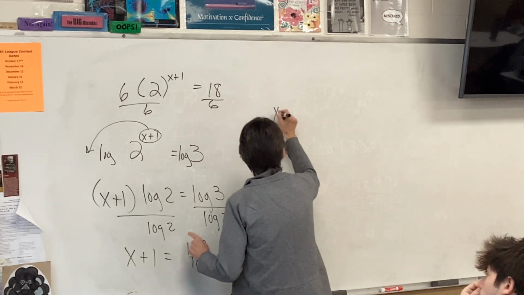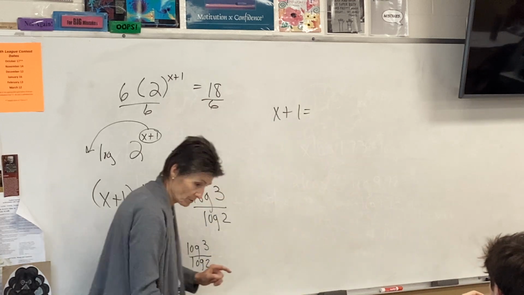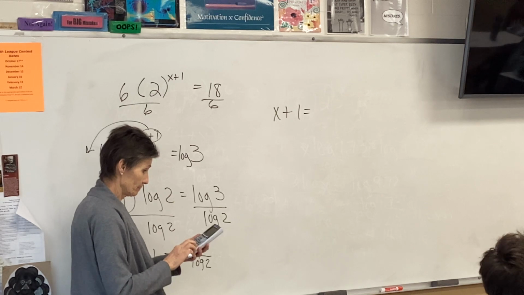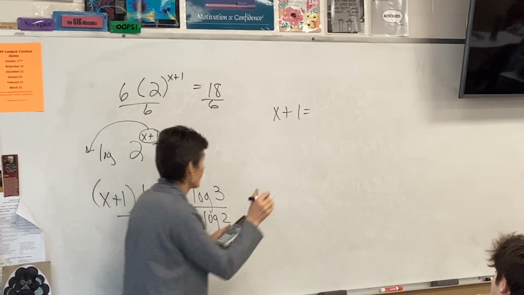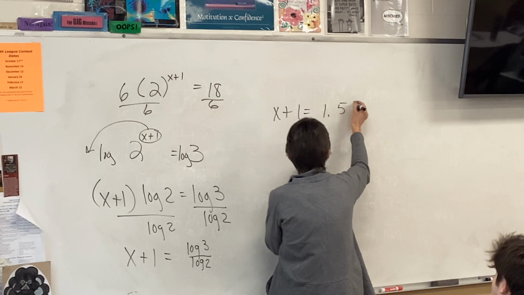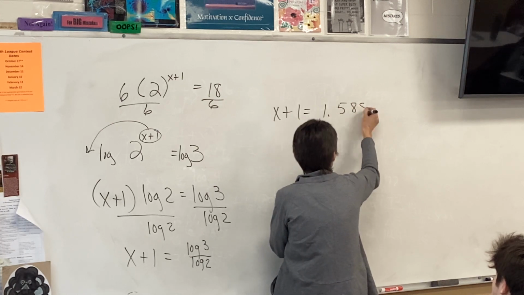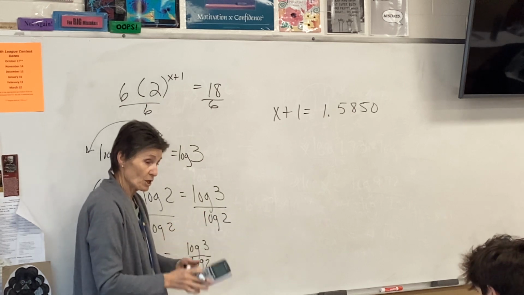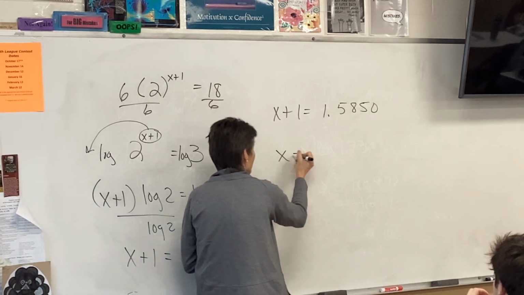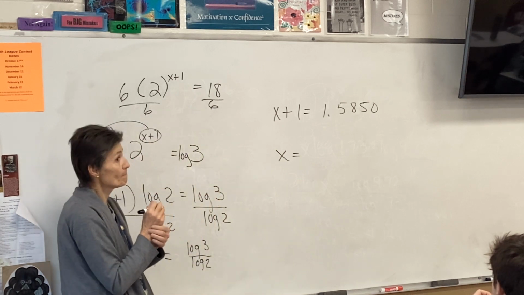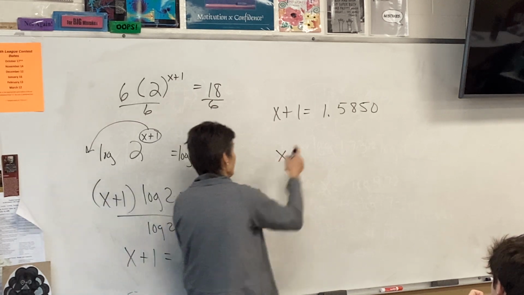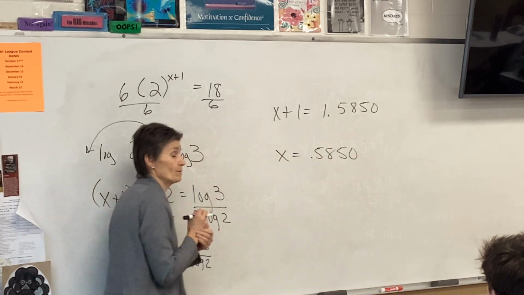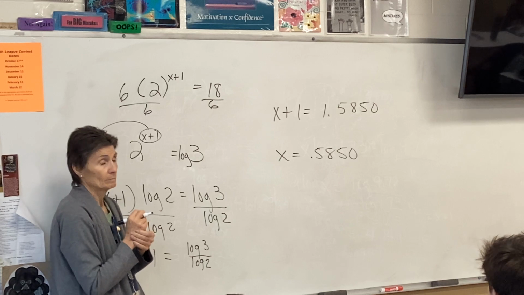So x plus 1 equals whatever that decimal is, 1.5850. But my job is to figure out what x is. What am I gonna have to do? One extra step this time? Subtract a 1. So 0.5850 is our answer. It's log 3 divided by log 2, minus 1.